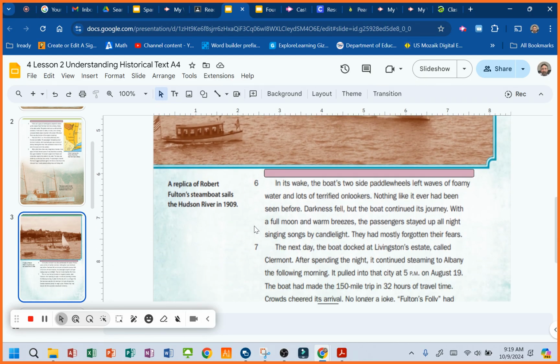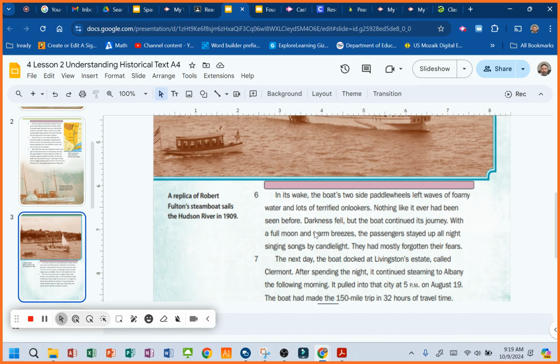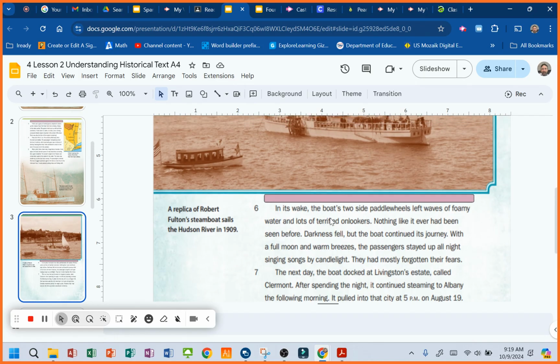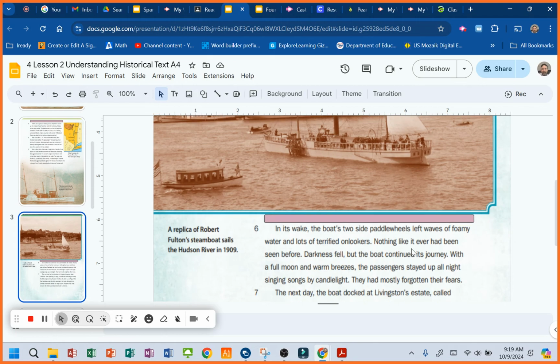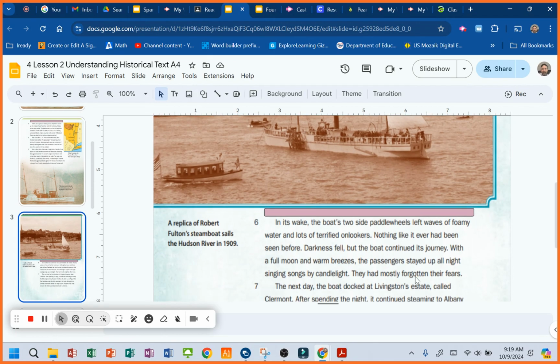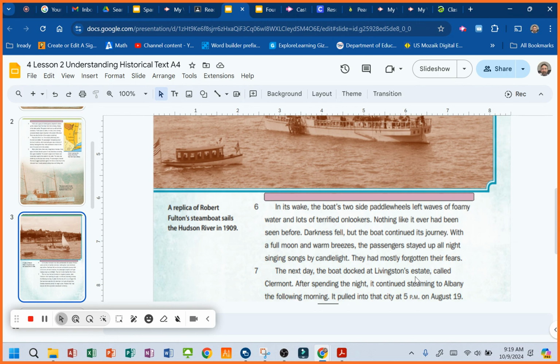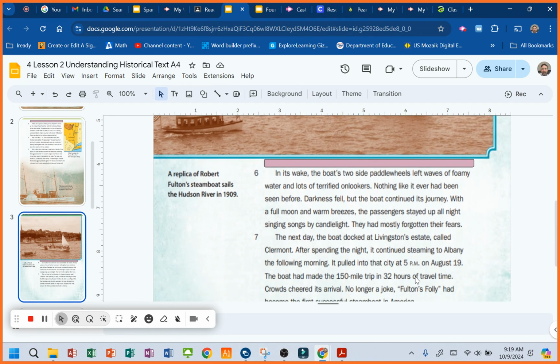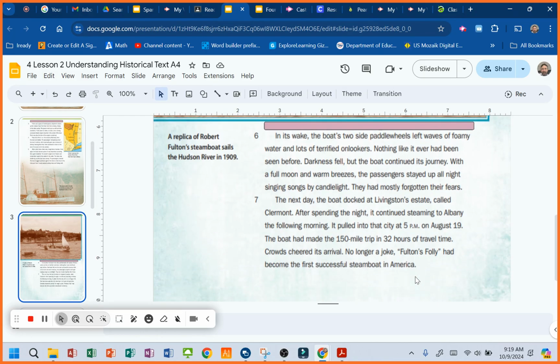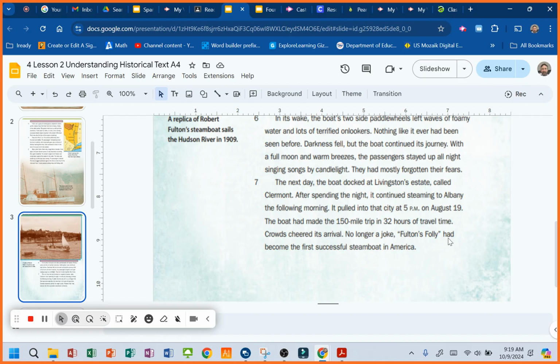In its wake, the boat's two-sided paddle wheels left waves of foamy water and lots of terrified onlookers. Nothing like it ever had been seen before. Darkness fell, but the boat continued its journey. With a full moon and warm breezes, the passengers stayed up all night singing songs by candlelight. They had mostly forgotten their fears. The next day, the boat docked at Livingston's estate, called Claremont. After spending the night, it continued steaming to Albany.